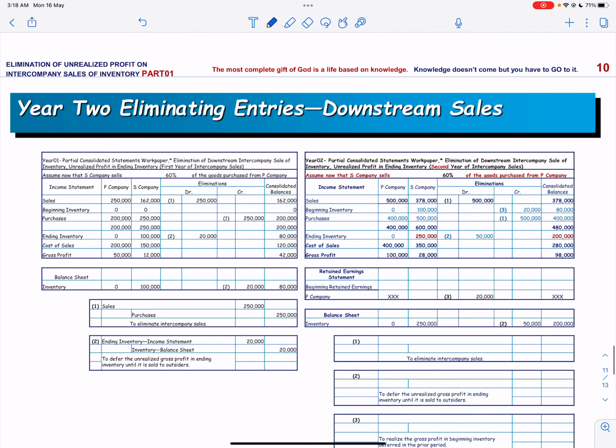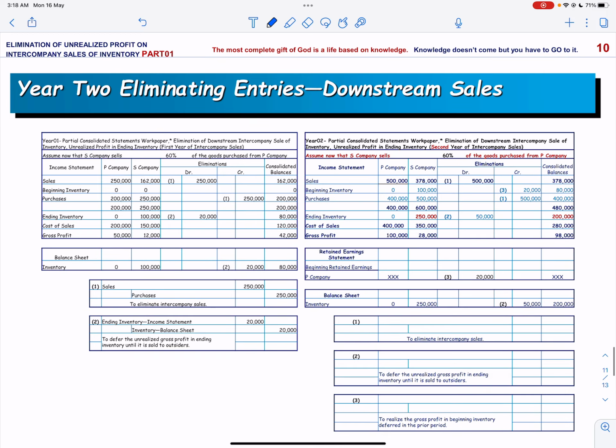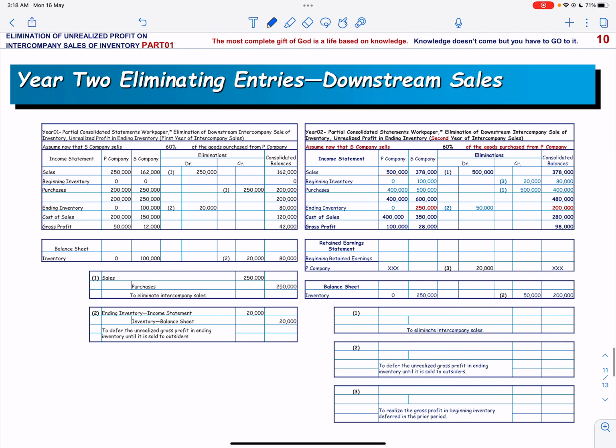Now once we have done that, next we are going to prepare the journal entries, and the first one was for the elimination of the sales. Sales is debit and purchases is credit by 500,000. Then the second one will be for the elimination of the ending inventory profit, intercompany profit, ending inventory.